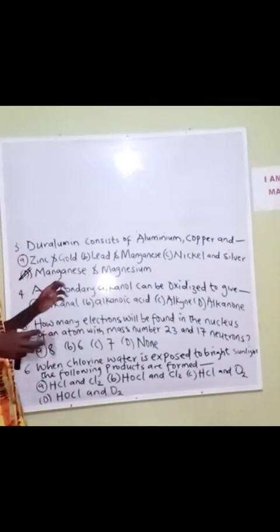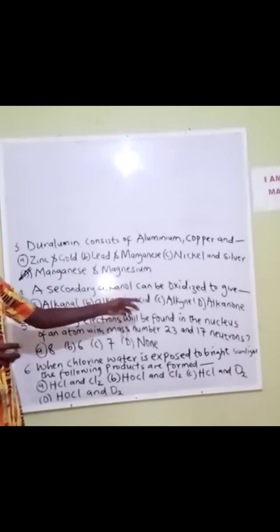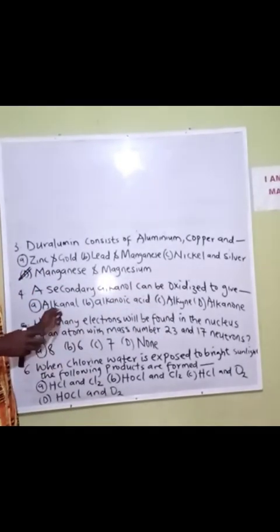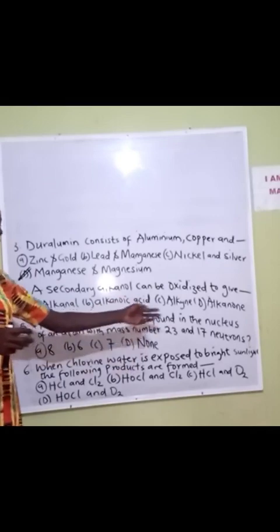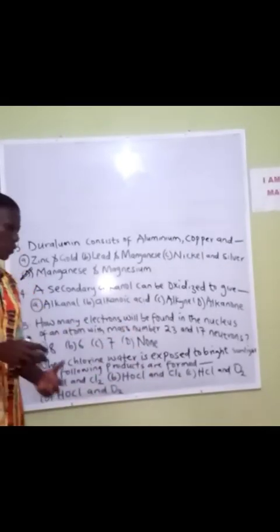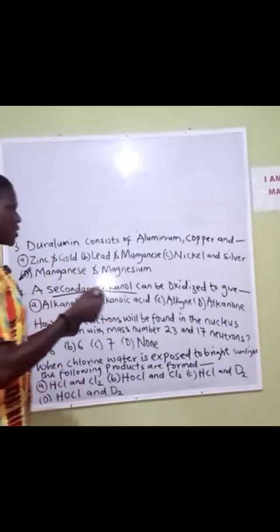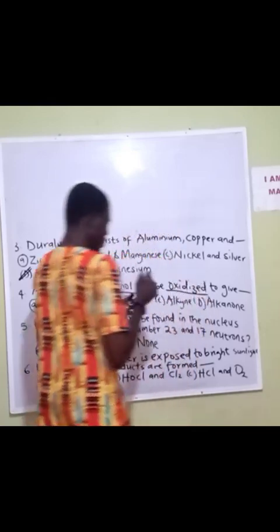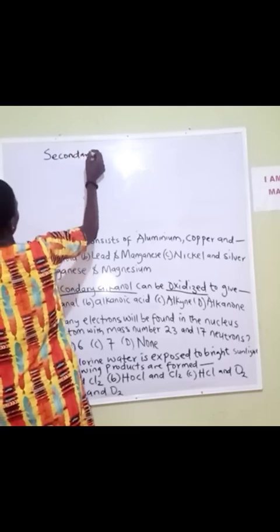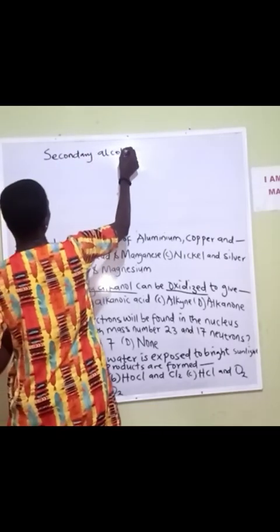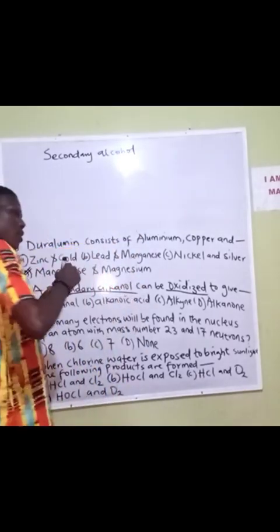So the next question says a secondary alkanol can be oxidized to give dash: A, alkanal; B, alkanoic acid; C, alkyne; D, alkanol. Now how do we attempt this question? Secondary alkanol can be oxidized. So these two words, what do they mean? When we say secondary alkanol, we're also talking about what we also refer to as secondary alcohol.